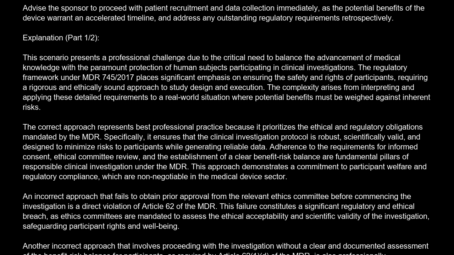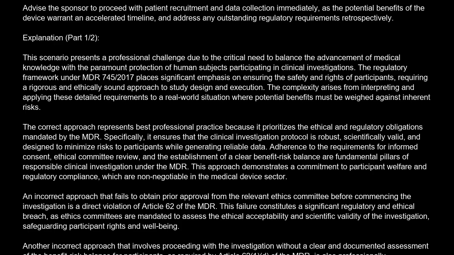The regulatory framework under MDR 745/2017 places significant emphasis on ensuring the safety and rights of participants, requiring a rigorous and ethically sound approach to study design and execution. The complexity arises from interpreting and applying these detailed requirements to a real-world situation where potential benefits must be weighed against inherent risks. The correct approach represents best professional practice because it prioritizes the ethical and regulatory obligations mandated by the MDR.